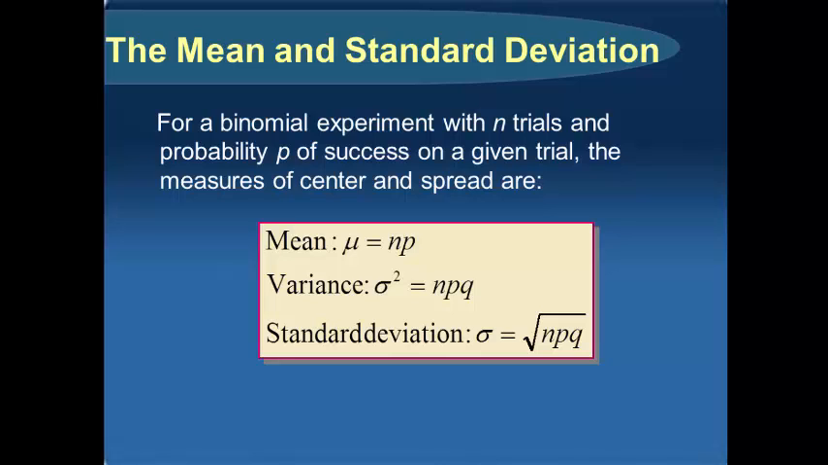The population variance is equal to n times p times q, where n again is the number of trials, p is the probability of success, and q is the probability of failure. The population standard deviation is equal to the square root of n times p times q, or simply the square root of the variance.